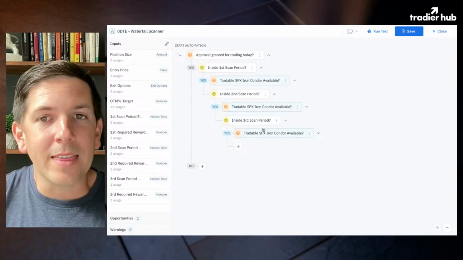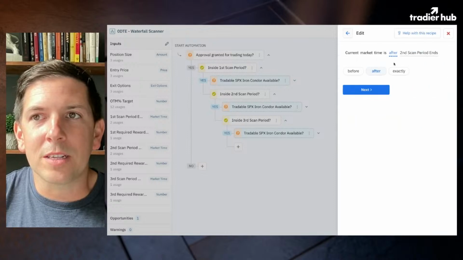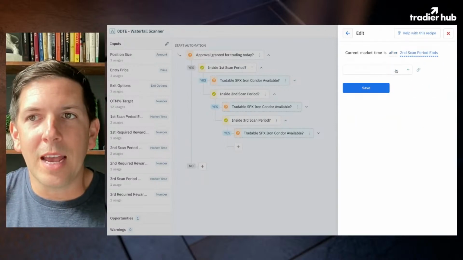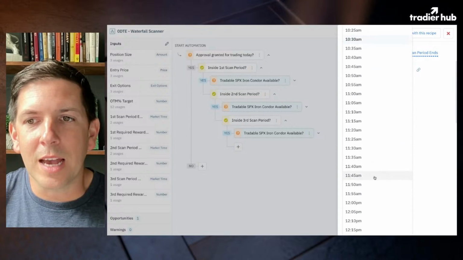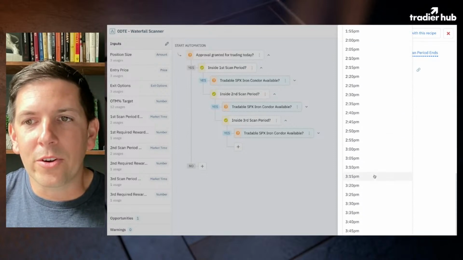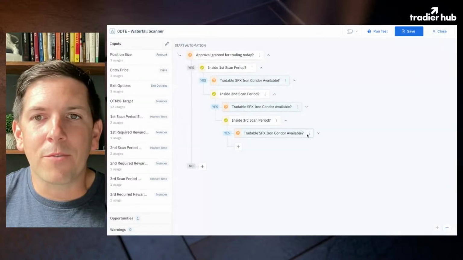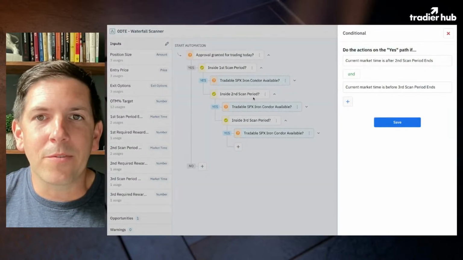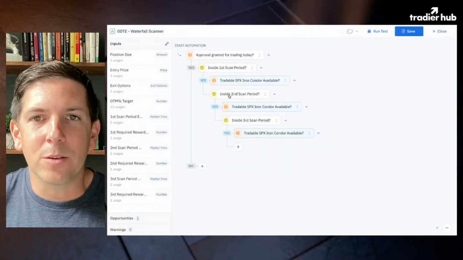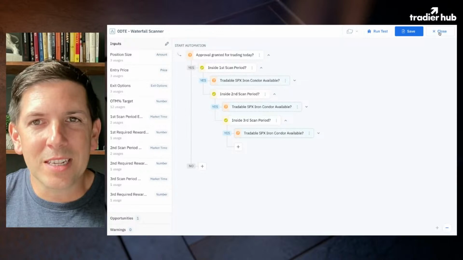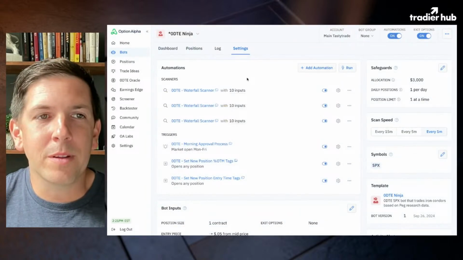You don't have to do it like that. You can obviously go in here and say market time is after X time during the day. So you could say market time is after, say, 3:30 in the afternoon, and it would only run if it was after 3:30 in the afternoon. But that's a little different if you want to manage your bots differently. Again, I like to do the waterfall because I'm still willing to make trades during the day. It's just that I want to make sure I'm collecting enough premium to do so.